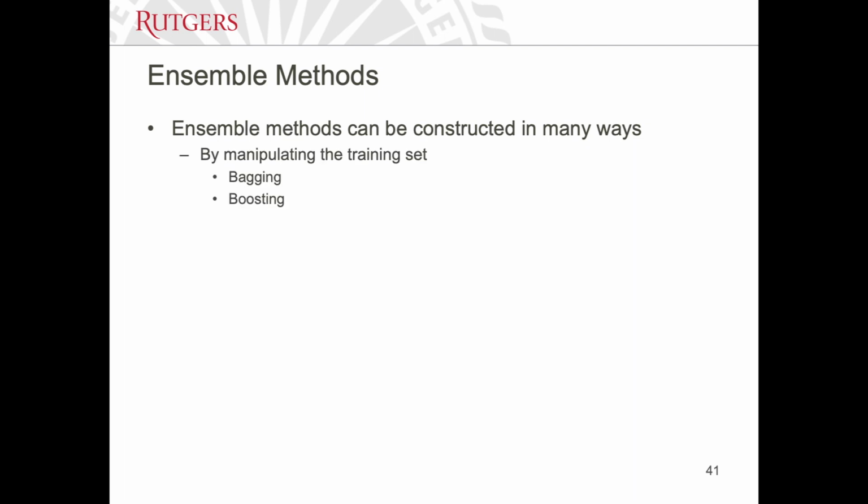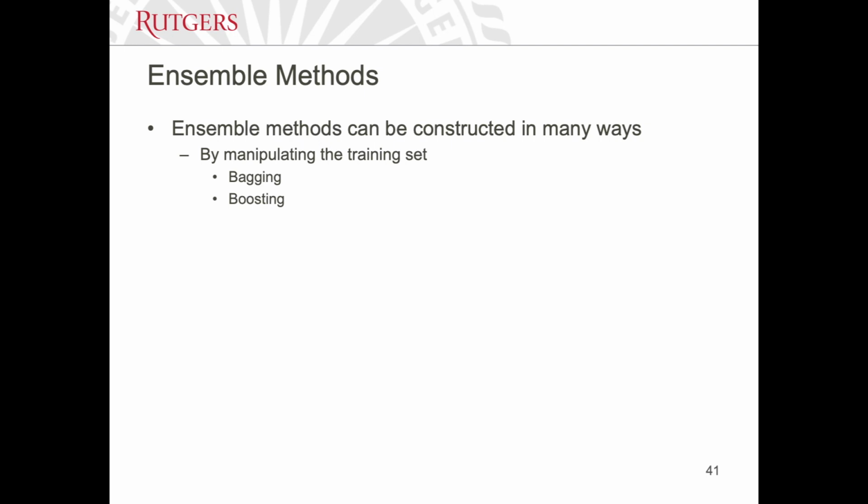We can construct an ensemble classifier in many different ways. We could do it by manipulating the training set. In this approach, multiple training sets can be created by resampling the original data according to some sampling distribution. The sampling distribution determines how likely it is that an example will be selected for training, and it may vary from one trial to another. Two examples of this approach are called bagging and boosting. We will discuss them in more detail in the next few slides.